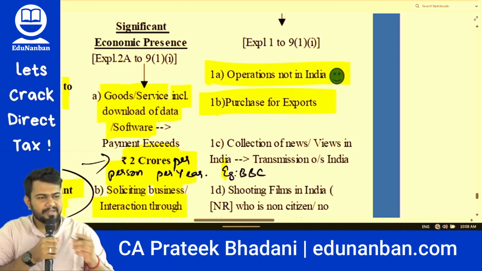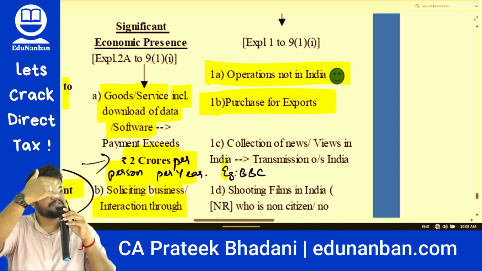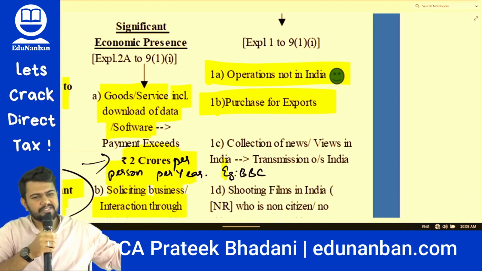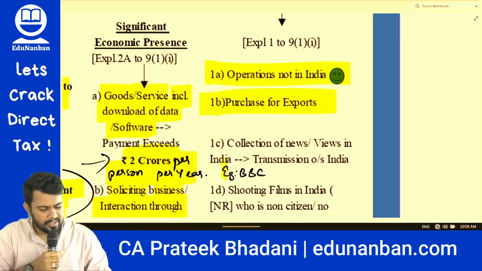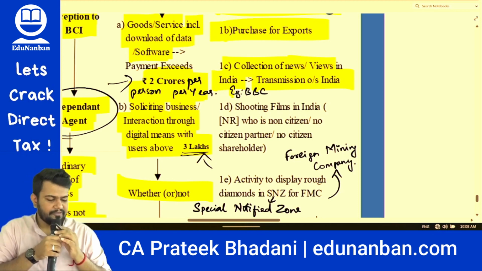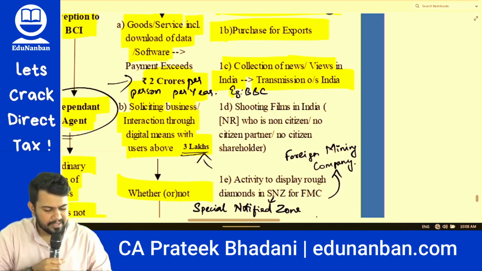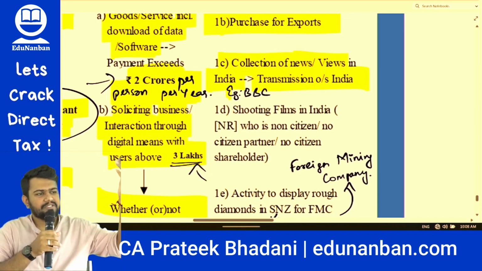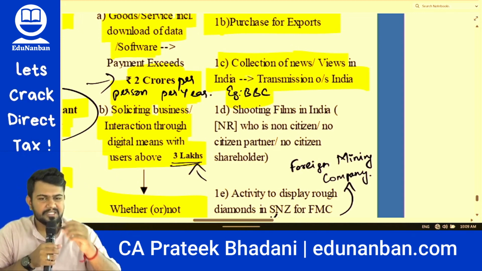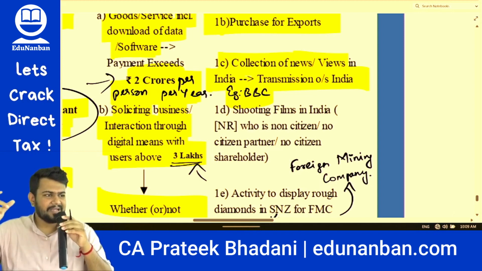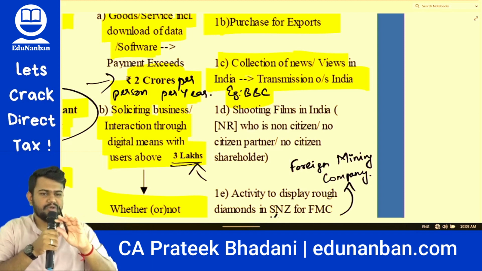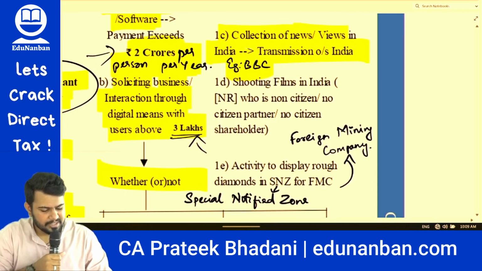Next, if a person is purchasing for the purpose of export, it means what? Import and then export. Such transactions are not business connection in India. Next, collection of news or views in India for the purpose of transmission outside India. So transmission is done outside India for news and views collected in India. I give you example of British Broadcasting Corporation. They are coming to India, collecting the news and showing in their country. Such case not covered in business or business connection in India.